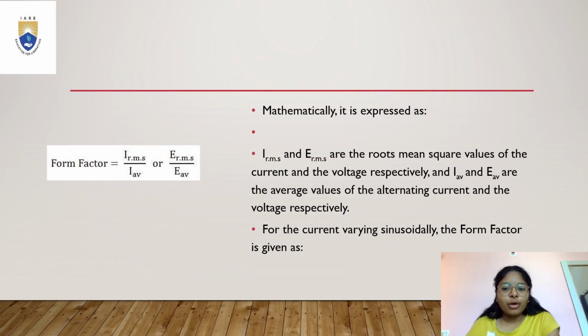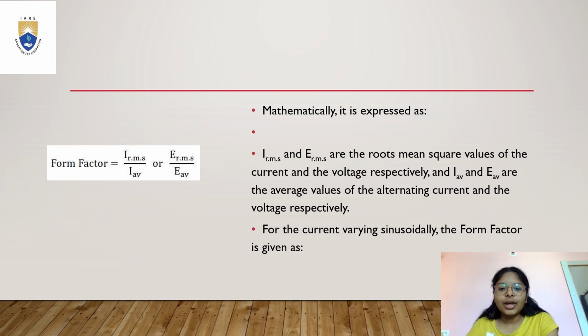Now, form factor is equal to IRMS by I average or ERMS by E average. Mathematically, it is expressed as: IRMS and ERMS are the root mean square values of the current and the voltage respectively, and I average and E average are the average values of the alternating current and the voltage respectively.